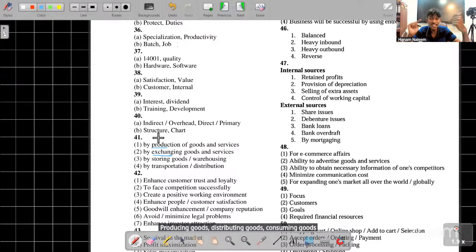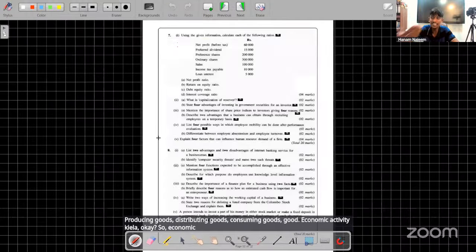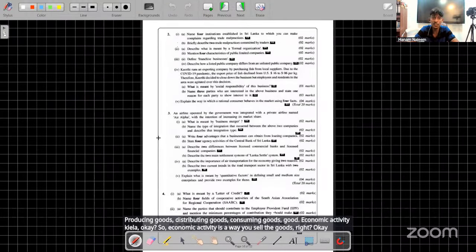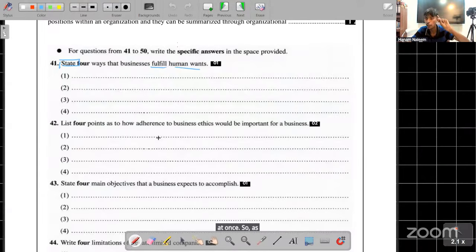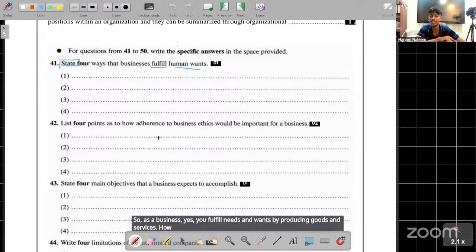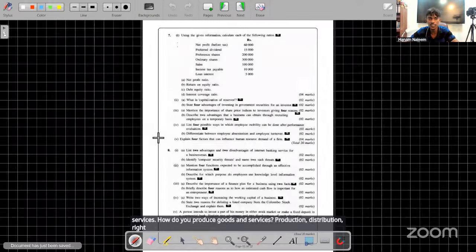Good. We call that economic activity. Okay? So economic activity is a way you sell the goods, right? If you're selling the goods, customers are using those goods, so they are satisfying their wants. So as a business, yes, you fulfill needs and wants by producing goods and services. How do you produce goods and services? Production, distribution, right? So you can go with those answers.